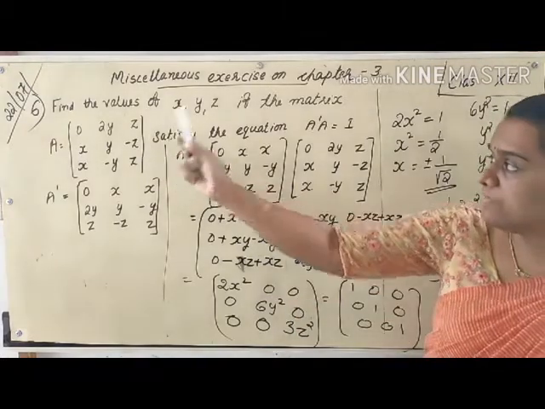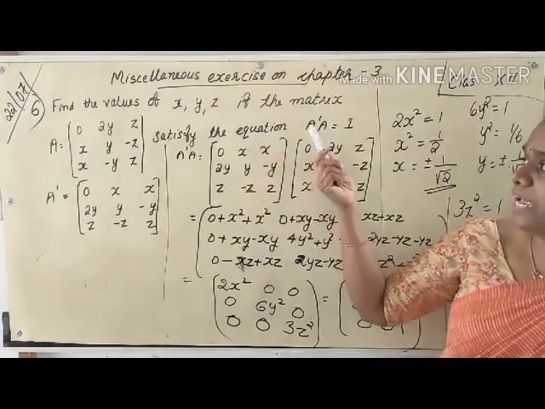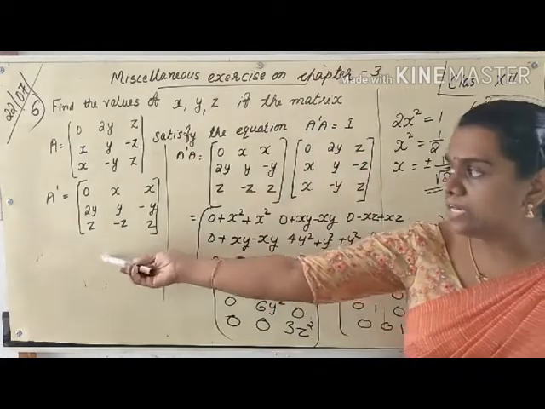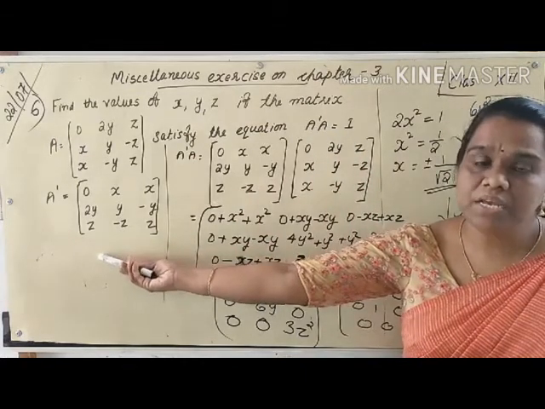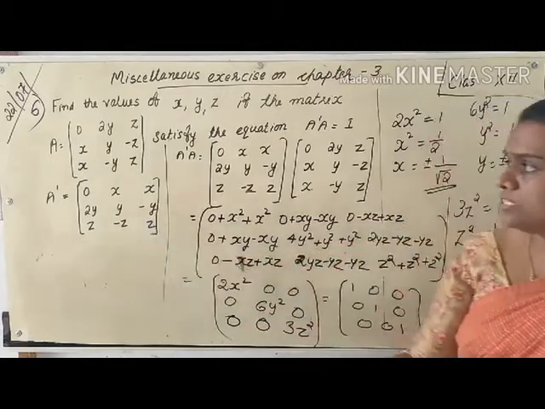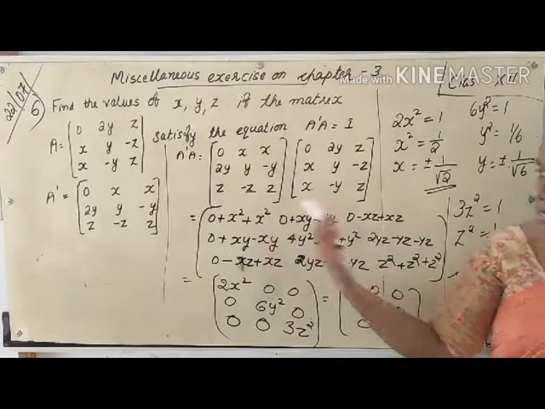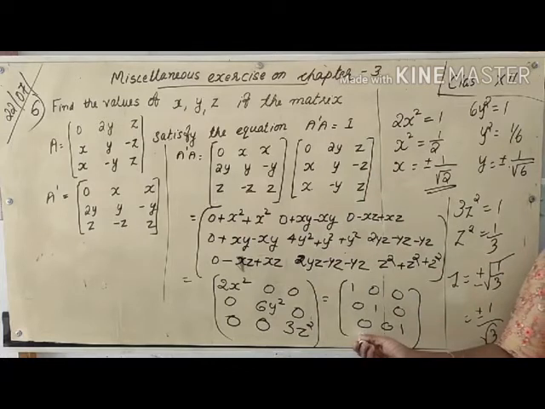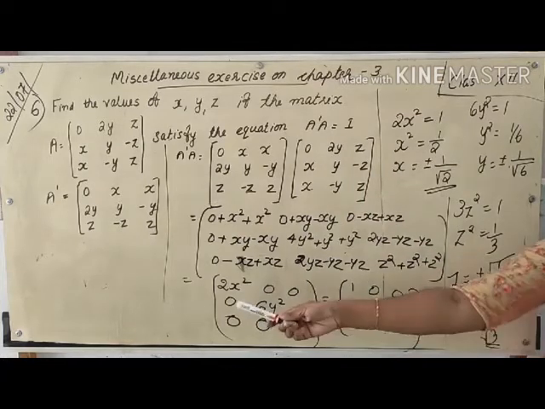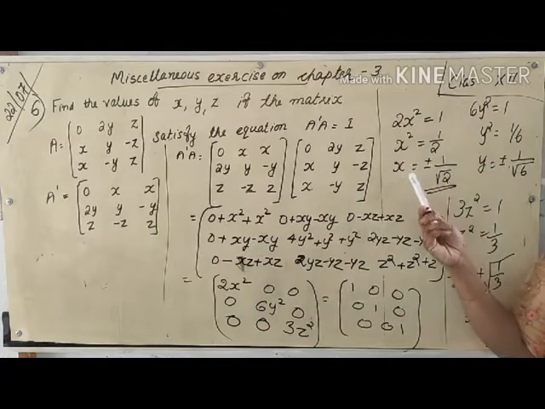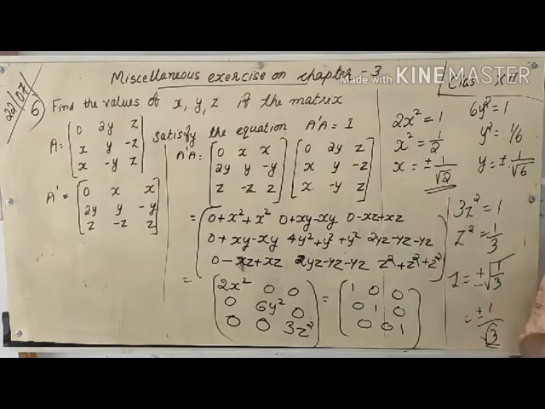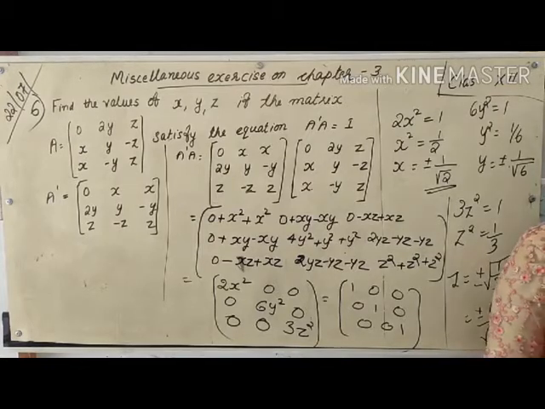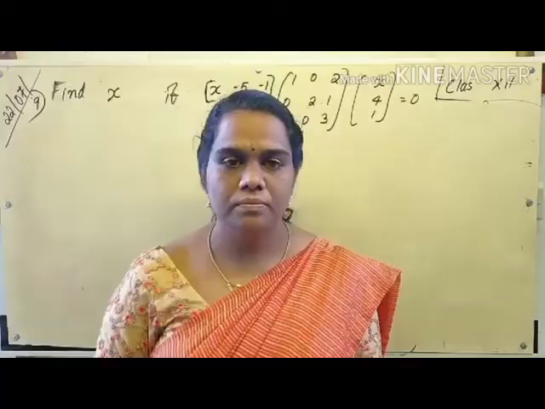Then matrix A is given, to satisfy the equation A transpose into A is equal to I. We have to find A transpose. How to find A transpose? Interchange rows and columns, you get A transpose. A transpose into A, matrix multiplication. You carry out the matrix multiplication, and the result is equal to I, the identity matrix. Okay. Then on comparing, 2x square is equal to 1, that means x square is equal to 1 by 2 and x is equal to root of 1 by 2, that means plus or minus 1 by root 2. Similarly, we get x, y and z. Okay.